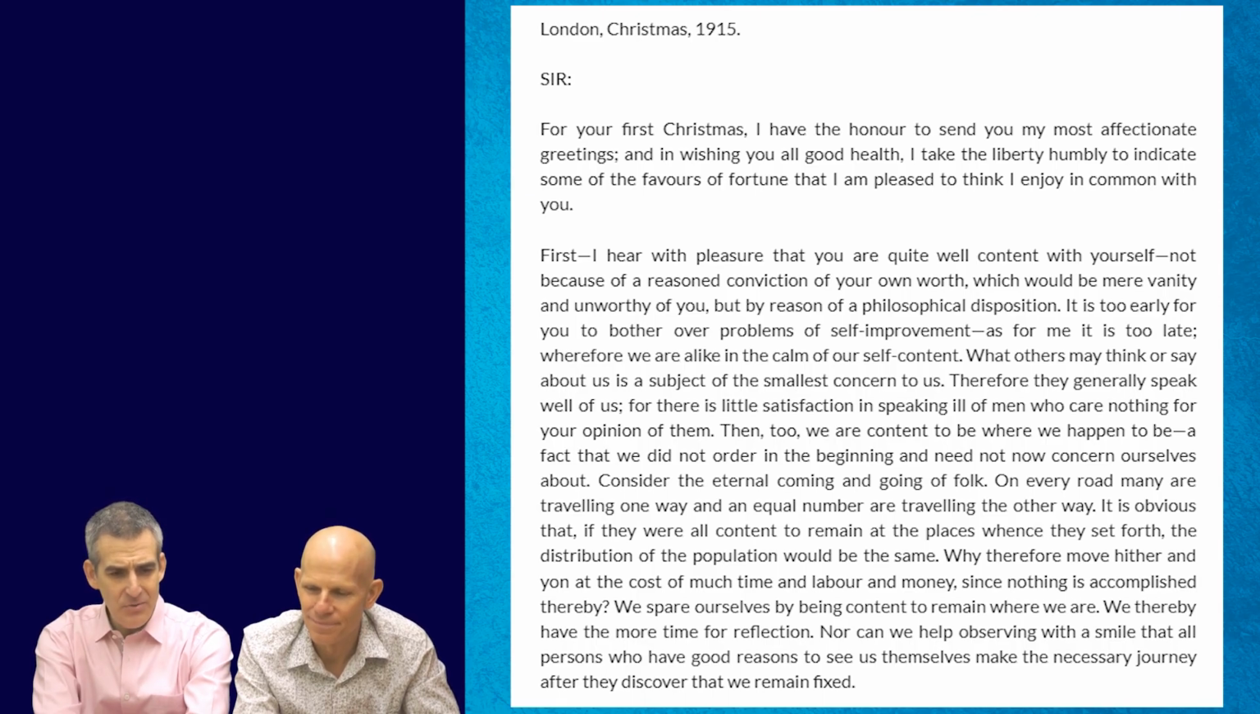It is too early for you to bother over problems of self-improvement. As for me, it is too late. Wherefore we are alike in the calm of our self-content. What others may think or say about us is a subject of the smallest concern to us. Therefore, they generally speak well of us, for there is little satisfaction in speaking ill of men who care nothing for your opinion of them. Then, too, we are content to be where we happen to be, a fact that we did not order in the beginning and need not now concern ourselves about. Consider the eternal coming and going of folk.